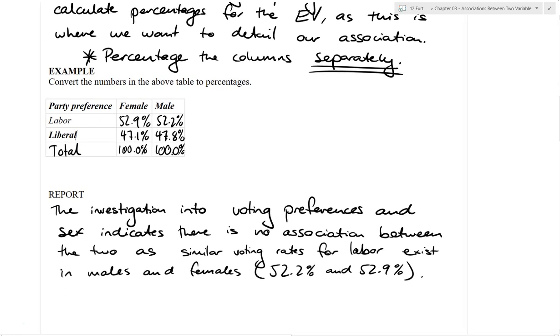So here's my report. The investigation into voting preferences and sex indicates there is no association between the two, as similar voting rates for Labour exist in males and females, 52.2 and 52.9%. I could, if I wanted to, add another sentence. Similarly, there are similar voting rates for Liberal, 47.8, 47.1. In a case where there's only two options, Labour or Liberal, saying that they're almost the same in one means that they're almost the same in the other.